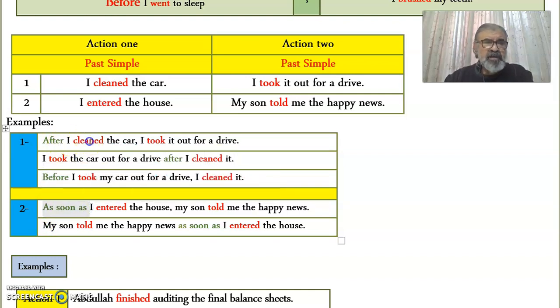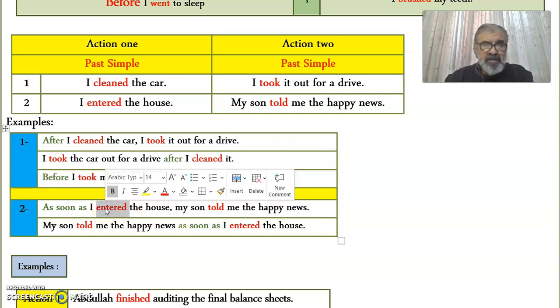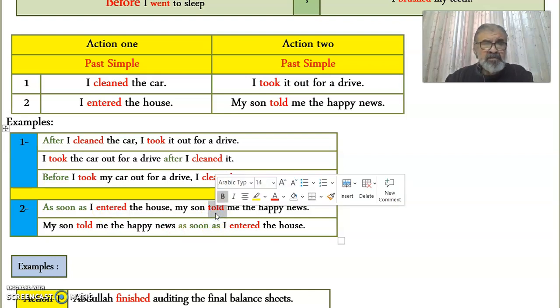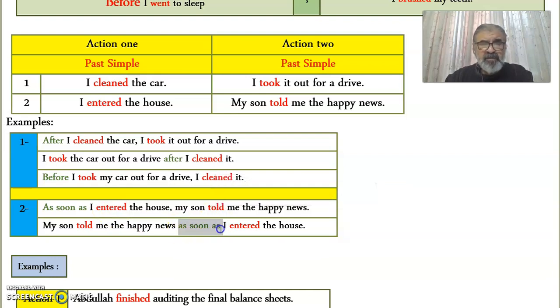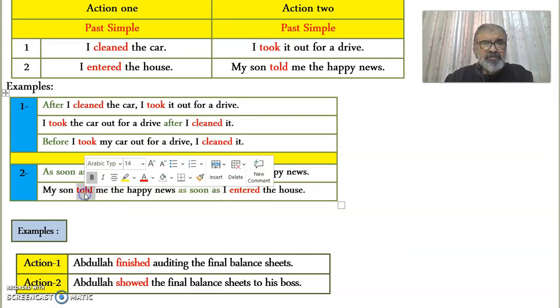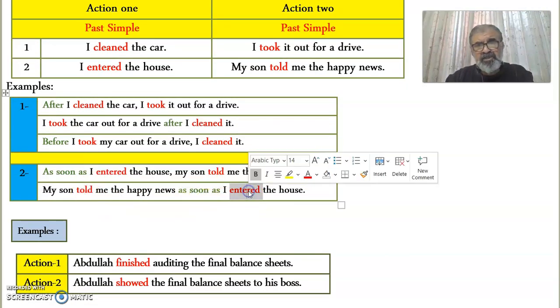So after is followed by action 1 and then action 2. Now, after is preceded by action 2 and then followed by action 1. Before is followed by action 2 and then action 1, as you can see. As soon as is followed by action 1, entered, and then action 2, told. And if you are using it in middle position, there is always a kind of relation that it's preceded by action 2 and then action 1.